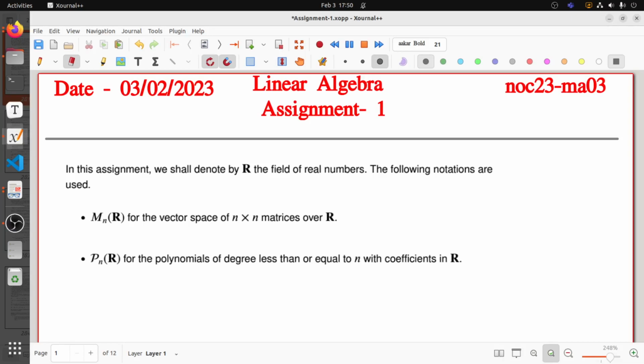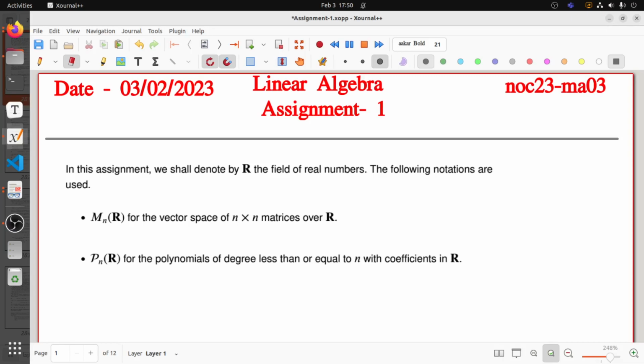So with these two operations, PnR becomes a vector space over R. This also was done in the lectures. So these two are the vector spaces PnR and MnR. Okay. Now come to the first question.